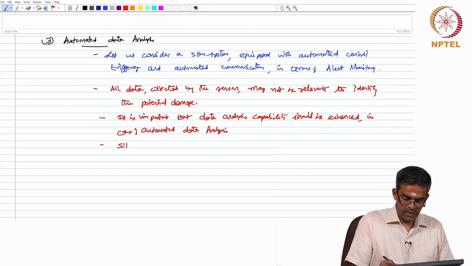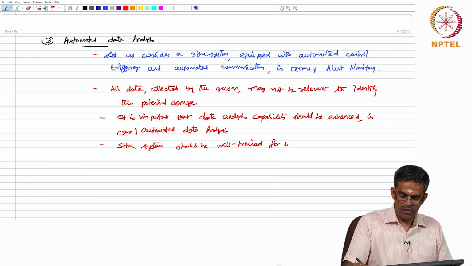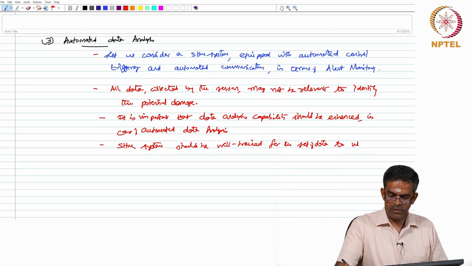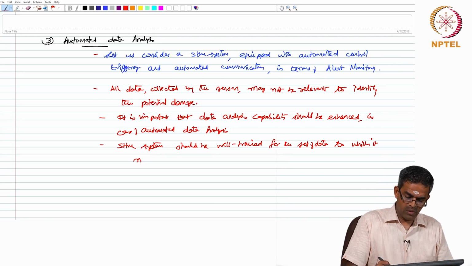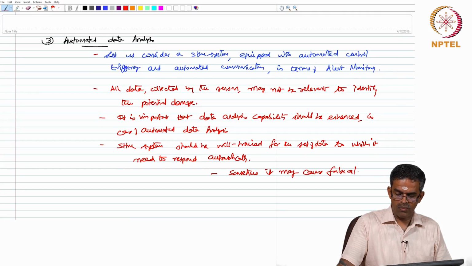Further, SHM system should be well trained for the set of data to which it needs to respond automatically. Sometimes it may cause false alarming also.